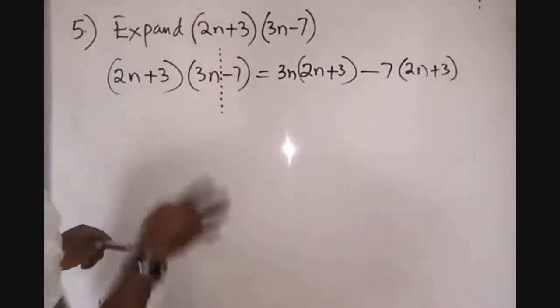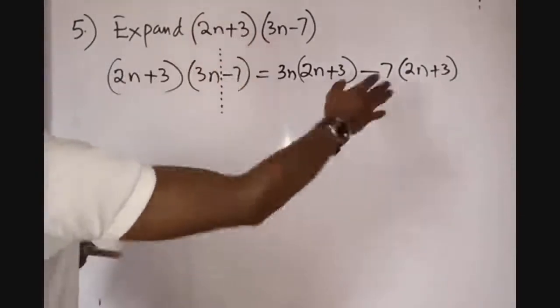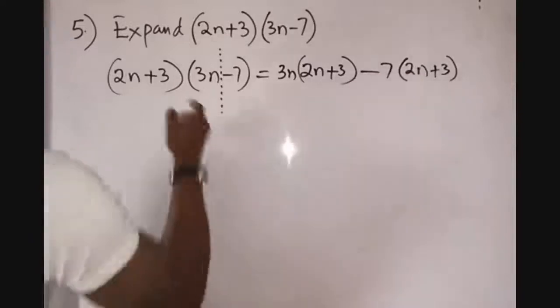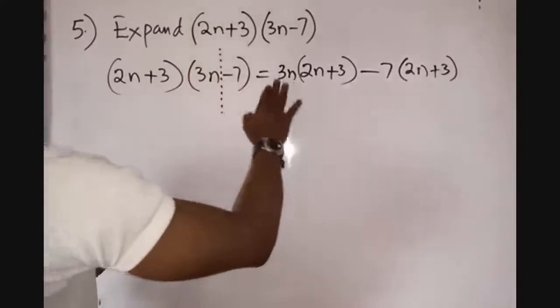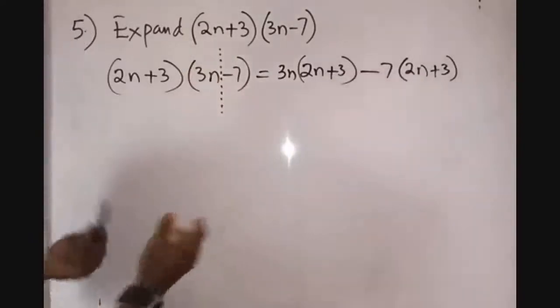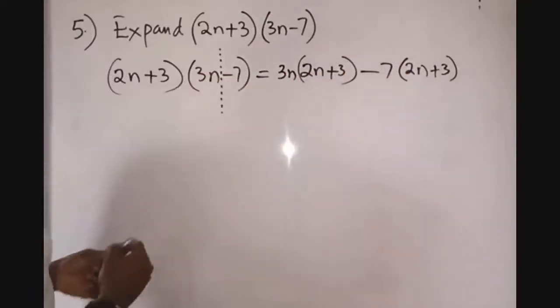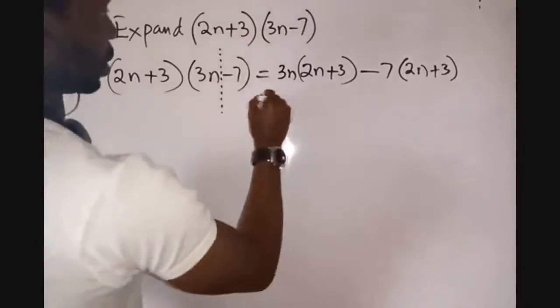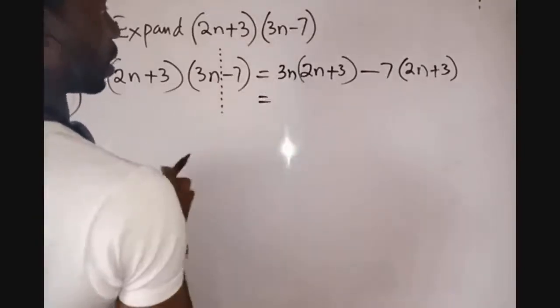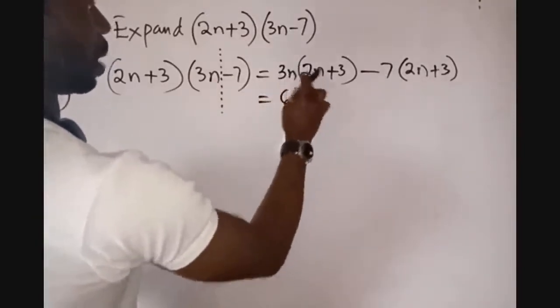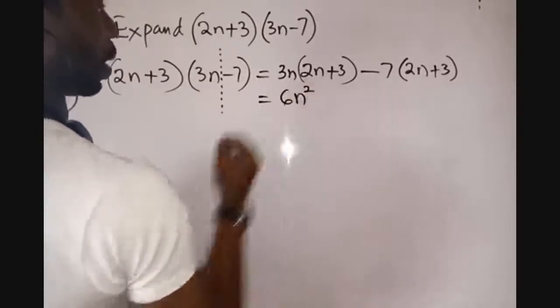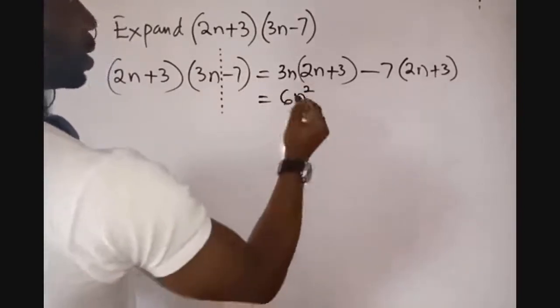What have I done? I picked one of the terms. I wrote it twice. Then pick the second one, divide into 2 equal parts. Just multiply each of the brackets with the terms that you have in the second bracket. And so in this case, I'm going to have 2 multiplying 3, that gives me 6. n multiplied by n will give me n squared. Okay, so do exactly the same thing again.